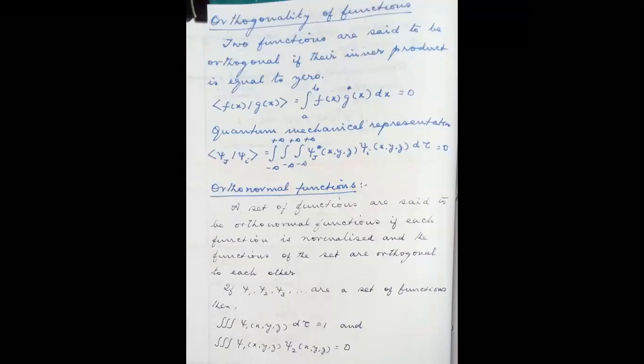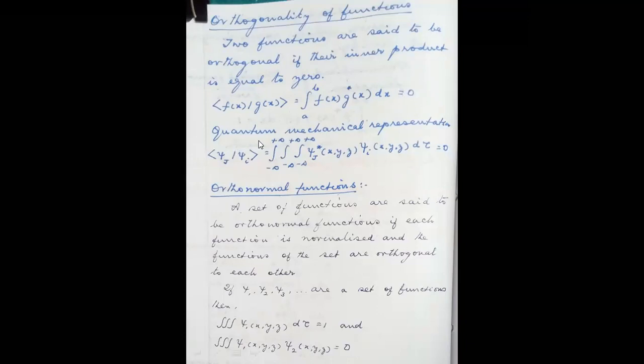So the original function divided by square root of norm will give you a normalized function. This is actually what is called the normalization procedure. Why are we normalizing a function? The answer is here. And before that, you should understand, if two functions, their inner product is 0, it is called orthogonal function.